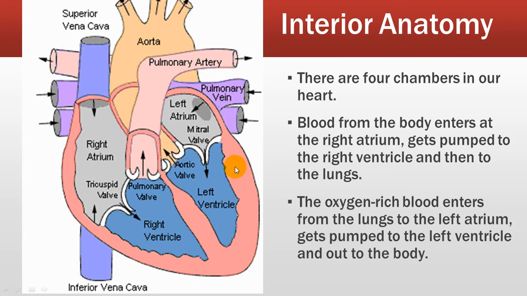Okay, you'll see right here, this tissue is thicker on the left side of the heart than it is over here on the right side. Why is that? That's because this ventricle has to pump much farther than this ventricle, right? This one's only pumping to the lungs, which are right there. This one's pumping all the way down to the big toe. All right, so that's how that works.